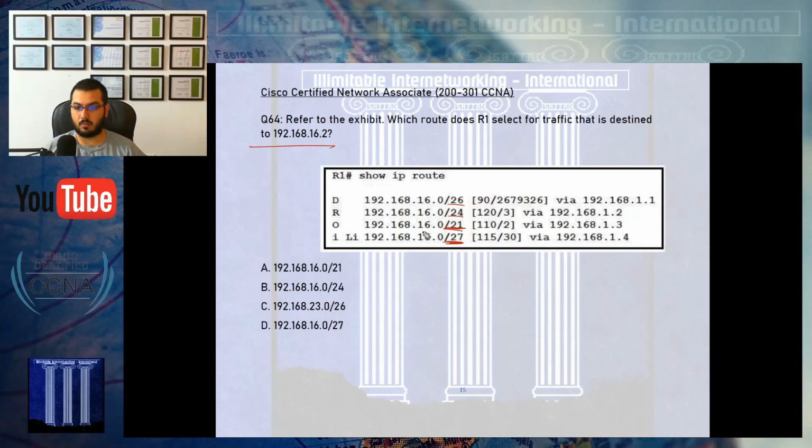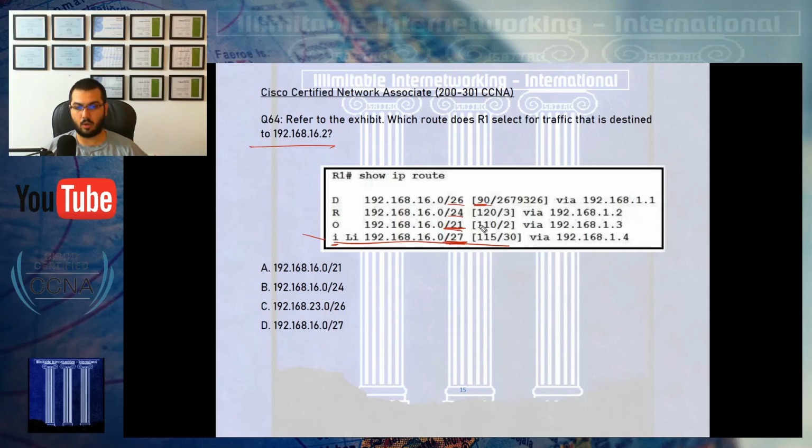Since all of them include the IP address, we need to look for the smaller network with the longer subnet mask, which is /27. So this one will win, which is an I, it's an ISIS. If all of them had the same subnet mask, then we would choose the one with the smaller AD, administrative distance, which here is actually the EIGRP.